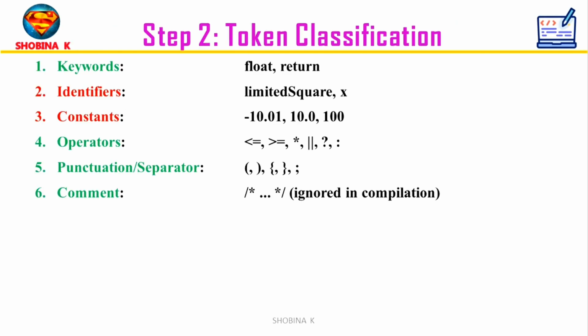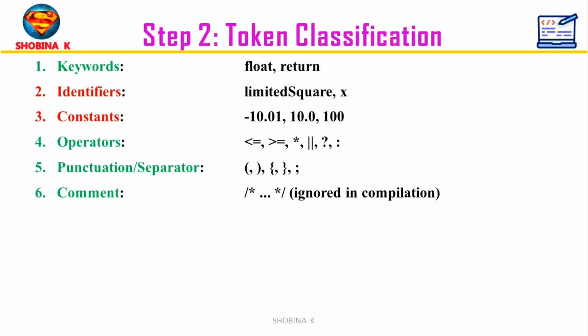In lexical analysis, each lexeme is converted into a token. Some tokens are associated with lexical values called attributes. That is, some tokens carry extra information called lexical values. Keywords like float and return are fixed in meaning, so no lexical value is needed. Identifiers like limited square and x are entered into the symbol table and their lexical value is a pointer to that entry. For constants like minus 10.01, 10.0 and 100, the lexical value is the actual numerical value itself.